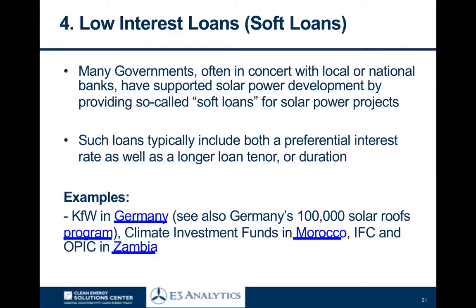The fourth is low interest loans, or what are sometimes called soft loans or concessional loans. Many governments have provided solar power with these kinds of soft loans or low interest loans that include both a preferential interest rate as well as a longer loan duration. And these have been critical to supporting a number of markets around the world, including Germany's distributed solar market. So via the KfW, Germany has supported and continues to support investments in solar power by offering preferential loans, low interest loans. The KfW is a government-backed bank, and these loans remain part of the landscape.